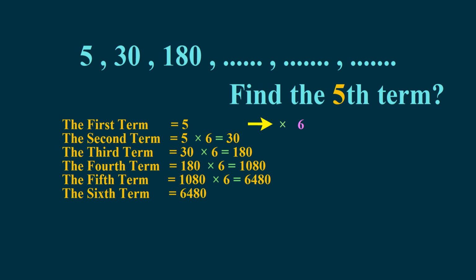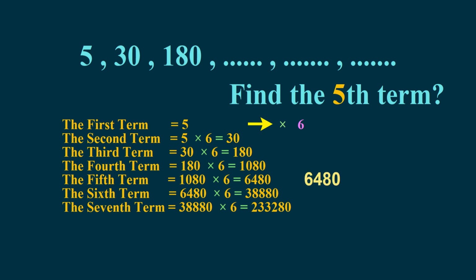6480 times 6, which equals 38,880. And the seventh term is 38,880 times 6, which equals 233,280. And for our problem, we want to get the fifth term, which equals 6,480. And this is the solution by using the manual method.